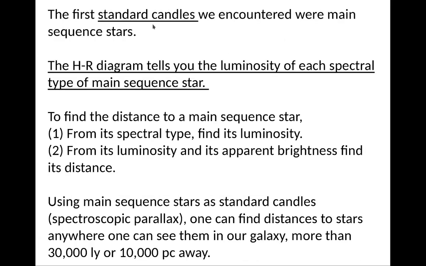Okay, so the first standard candles that we encountered were main sequence stars. If you know where you are in the HR diagram, it tells you the luminosity of each spectral type. So to find the distance to a main sequence star, you figure out what the spectral type is. From that, you know what the luminosity is going to be. And then from its luminosity and its apparent brightness, you can figure out what the distance is going to be. So using main sequence stars as standard candles, we can see stars anywhere in our galaxy, up to about 10 kiloparsecs away, or 10,000 parsecs, or about 30,000 light years away.